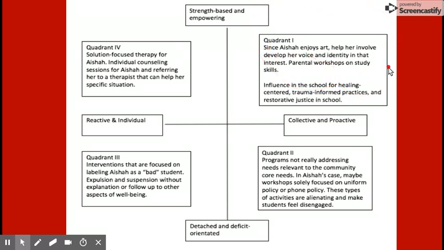Now, in quadrant 1, this is the most proactive, collective, strength-based, and empowering way that we can help Aisha through her issue. So in this case study, Aisha enjoys art. So helping her develop her voice and identity through that interest, through clubs and organizations and maybe classes that she would enjoy, as well as parental workshops on study skills to supplement her academic issues. So helping her get the support that she needs from home to be academically successful in school.